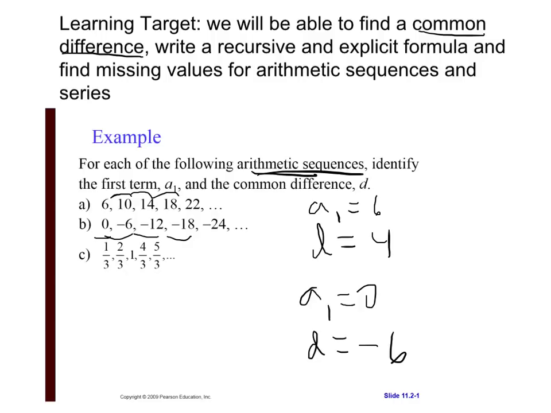If we were not adding or subtracting the same number each time, it wouldn't be an arithmetic sequence. It might be geometric, and that's the next thing, or it could just be some other kind of sequence that we aren't going to be able to deal with today.